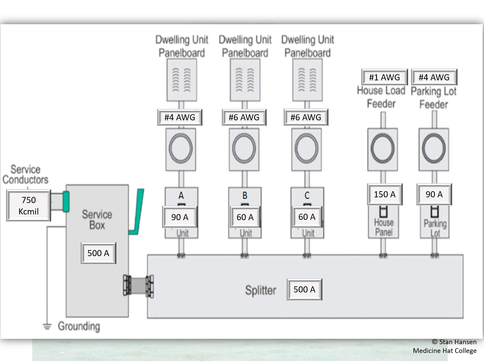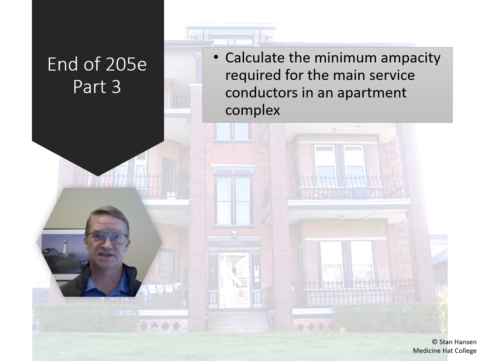From my splitter, I go to the disconnect of each one of my panel boards for all my suites, as well as my house load, as well as my parking lot feeder. And from there, I complete my service. So that's all it takes to calculate the service for an apartment building.